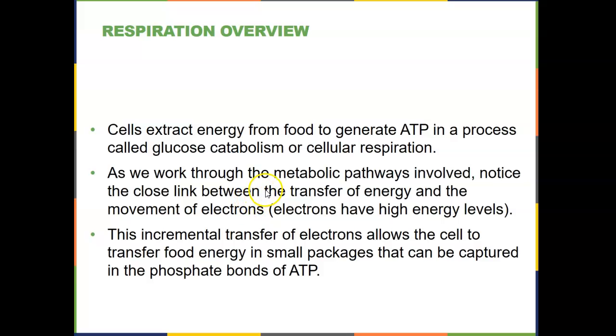All right, so we're going to take a look at the pathway, the central pathway of cellular respiration, and then at the end of the chapter on the subject, we kind of take a look at some related material.